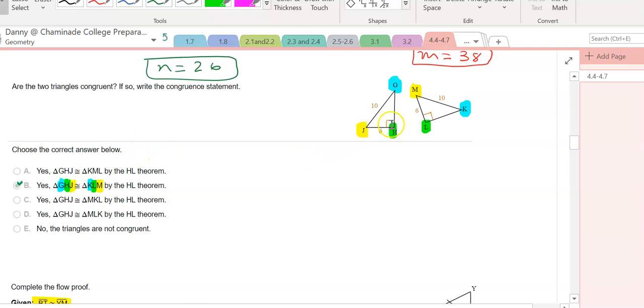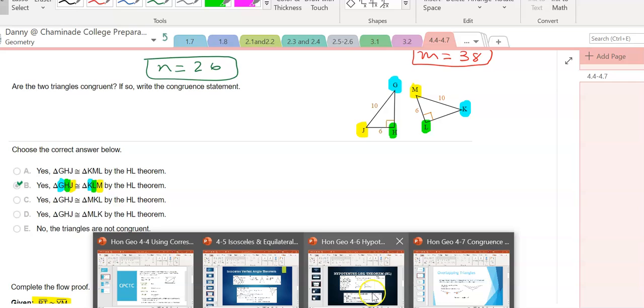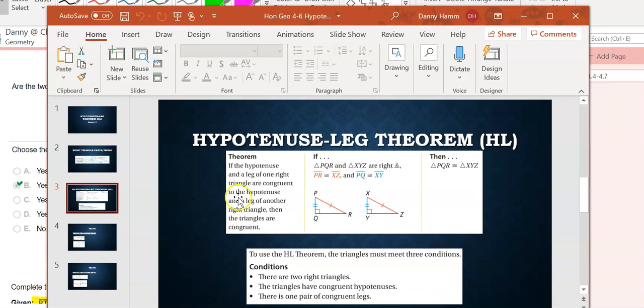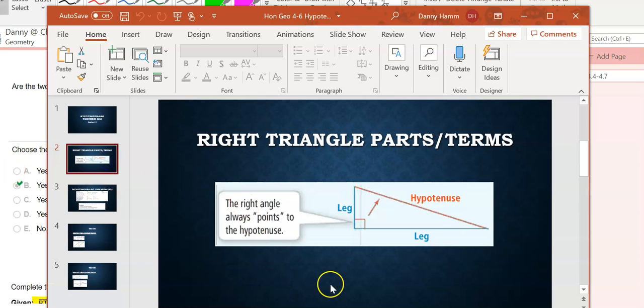Here, pretty simple things happen. This is letting us know we're getting into the hypotenuse leg theorem, and this is another way to prove a triangle is congruent. This is a special case because we have to have a right triangle, since we're dealing with legs. A basic way to label these: the sides that create the right angle are called legs, and the side opposite of the right angle is called your hypotenuse.